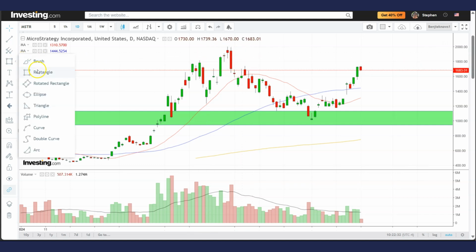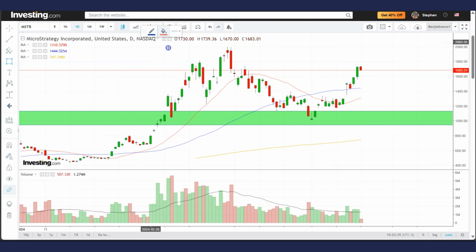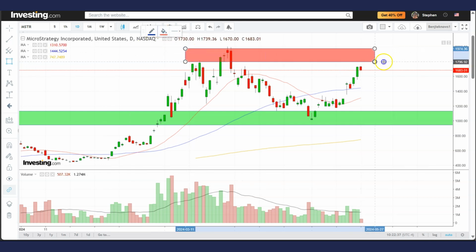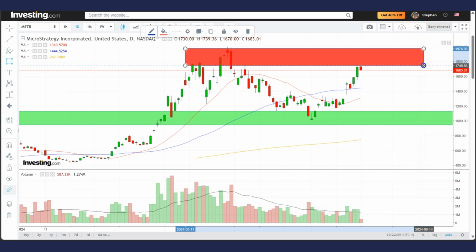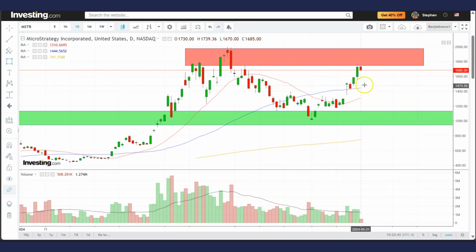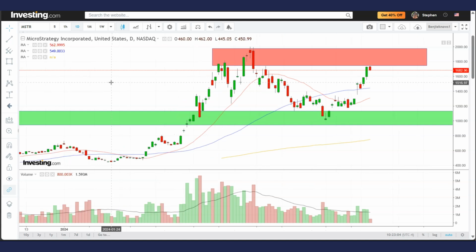Let me just draw the red area for you to see. I don't think it's going to be a very strong resistance area, but you want to look at this large green candle. You want to see it trade above the top half of the candle as it absorbs the supply here. So if it trades sideways a bit and breaks out higher, most likely it can overcome this resistance area and then make new all-time highs. So that's MicroStrategy for you.